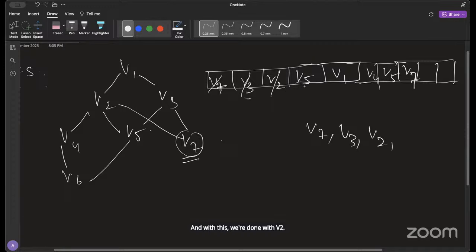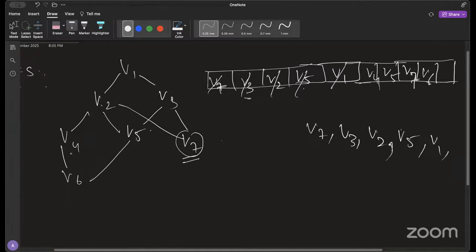Then we have V5 in the list. So V5 has V3 and V2 and V6. But V2, V3 are already done. So just V6 is there. Write down V6. And then with this, V5 is also done. Then coming to V1, you have V2, V3. But I think they're already done. So V1 is also explored.